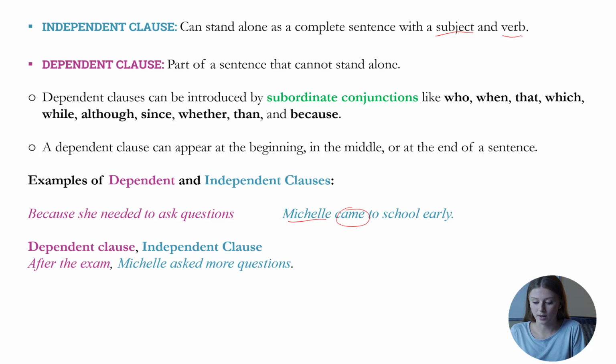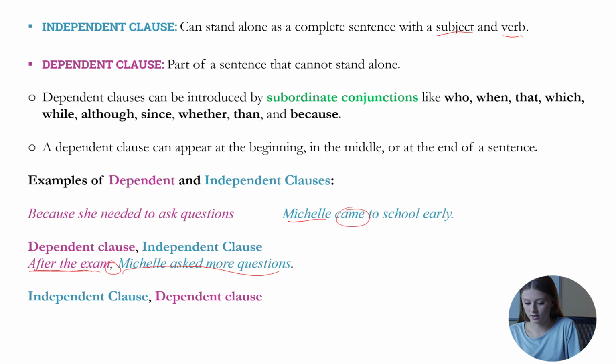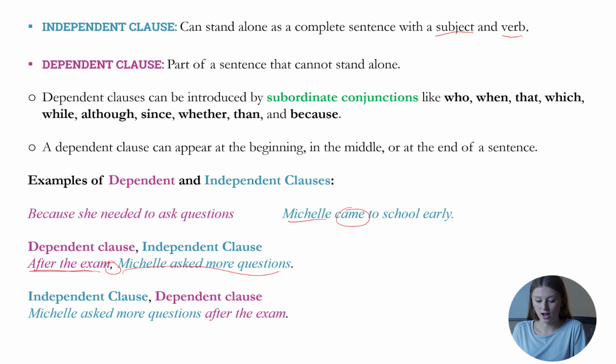After the exam, Michelle asked more questions. After the exam can't stand alone, that's our dependent clause, and then Michelle asked more questions is our independent clause. Notice that when the dependent clause introduces the sentence, we have a comma after it before our independent clause. Now if we look at it the other way around, Michelle asked more questions after the exam. Notice that we don't have a comma. You usually don't want to put a comma before subordinate conjunctions.